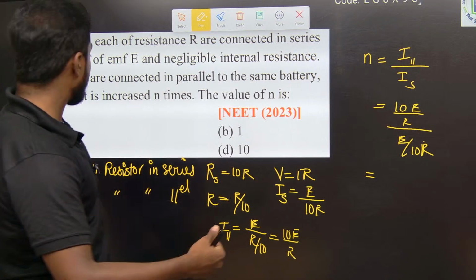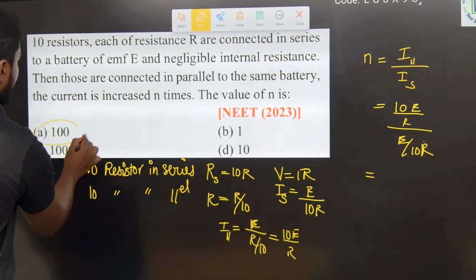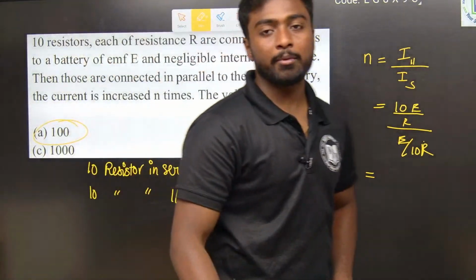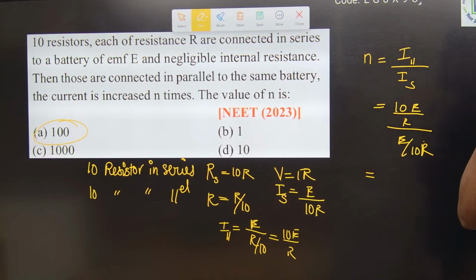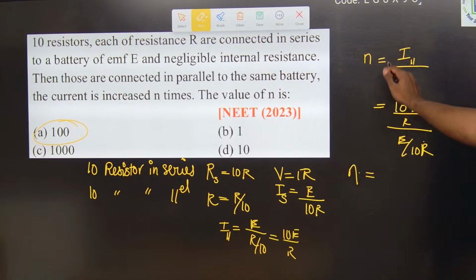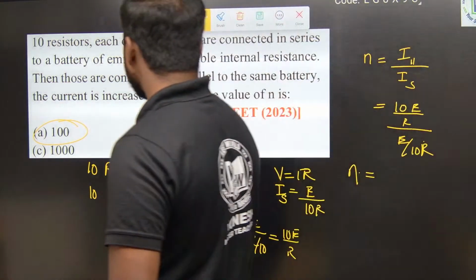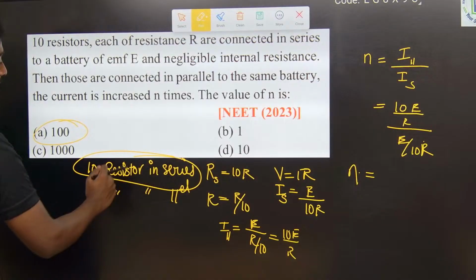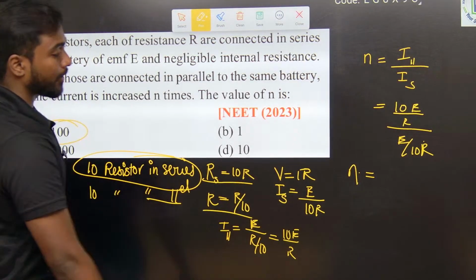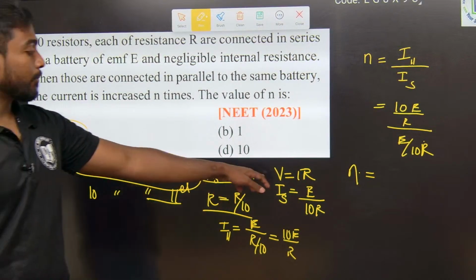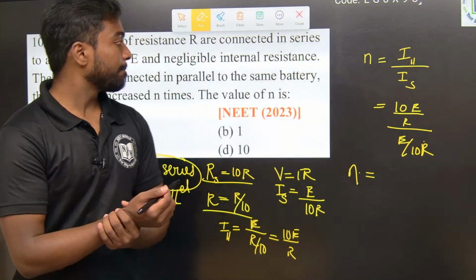Yeah, it becomes 100 times. That's the answer. I need to find the value of N, that's it. So I have taken I parallel and I series. So 10 resistors in series means 10R, and in parallel means R by 10. That's it. I'll substitute the value in V is equal to IR.